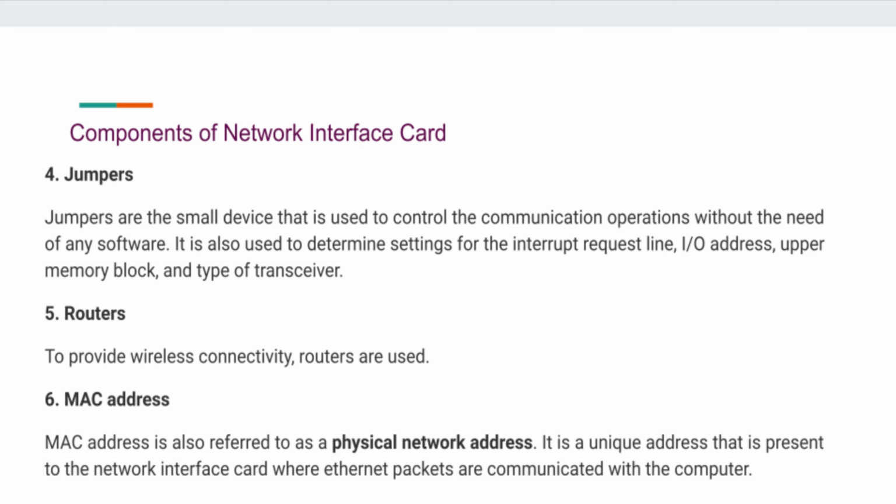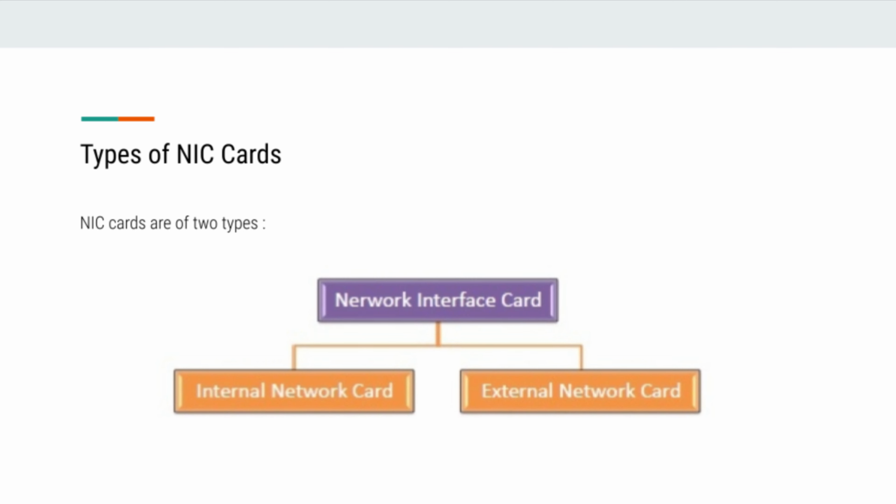Point 6. MAC address. MAC address is also referred to as a physical network address. It is a unique address that is present in the network interface card, where Ethernet packets are communicated with the computer. Now, let's talk about the types of network interface cards.